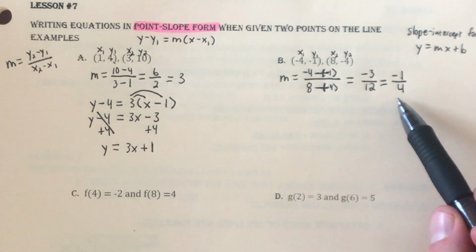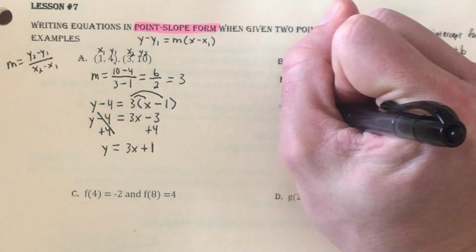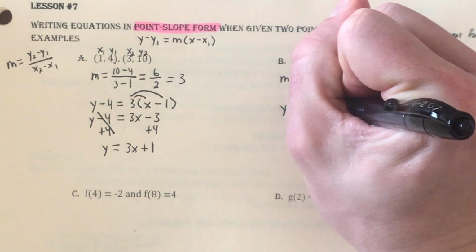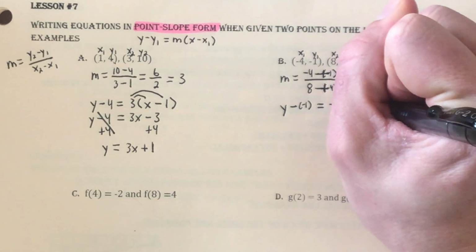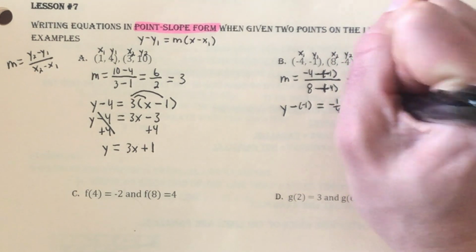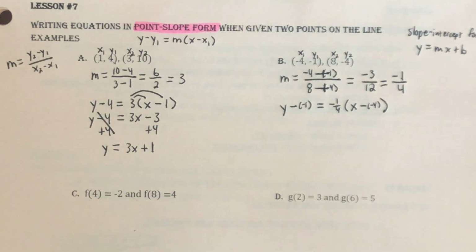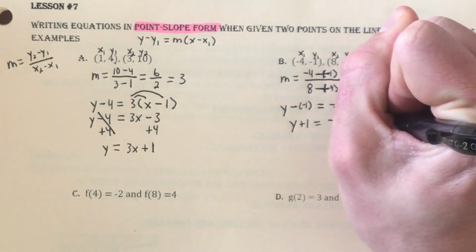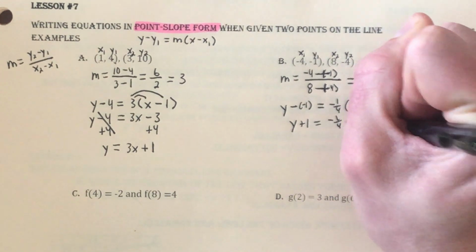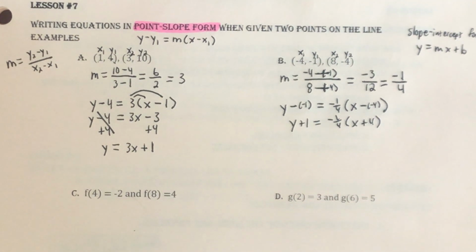Well, now I've got my slope, and I've got a point. I don't know the y-intercept, so I'm going to go ahead and plug it into point-slope form. So I've got y minus, my y1 is -1, equal to m, which is -1/4, times x, that stays the same, minus x1, which is -4. Well, I noticed right away, hey, I've got some double negatives here, so let's get rid of those first. So those need to become positive. So y plus 1 equals -1/4 times x plus 4. Well, that would be the simplified version of point-slope form.